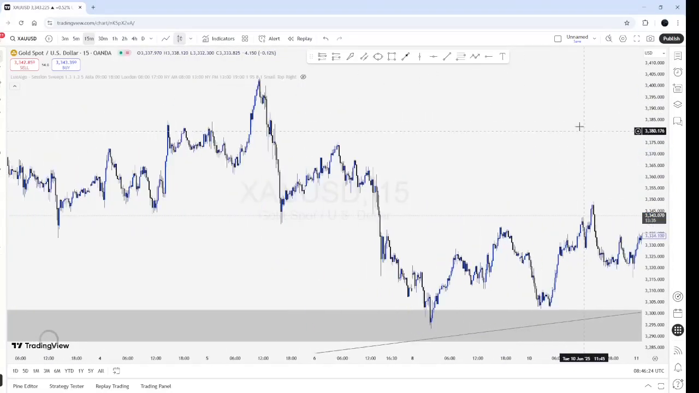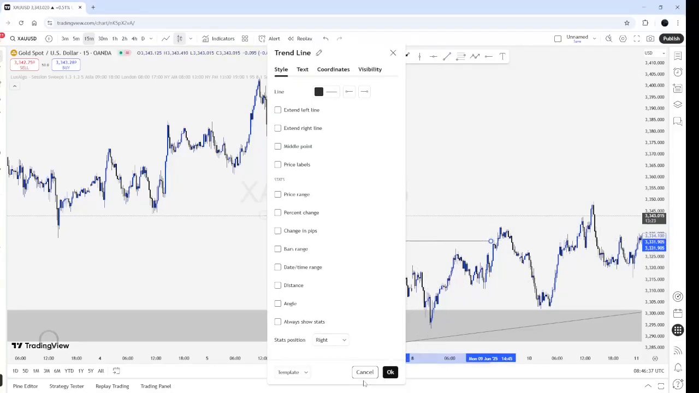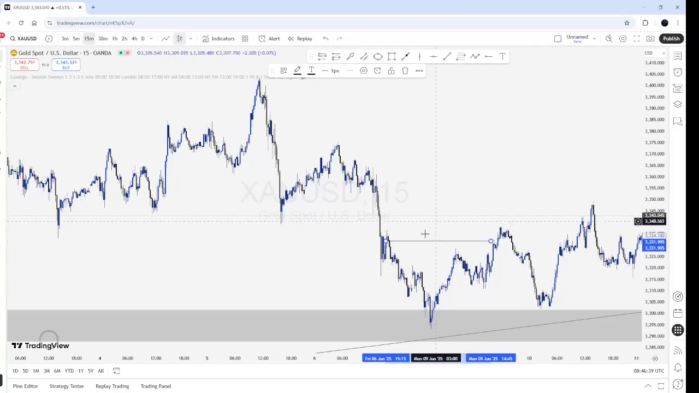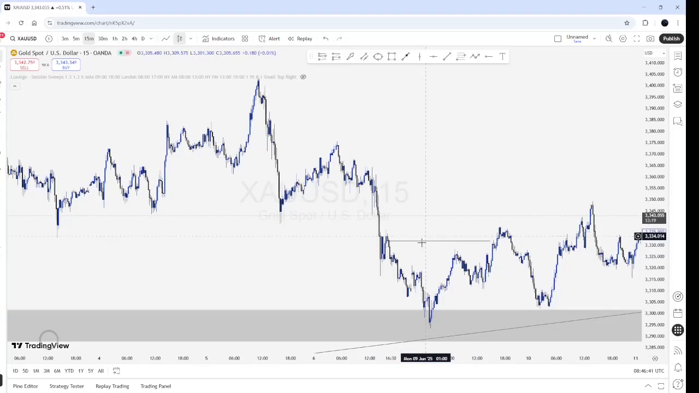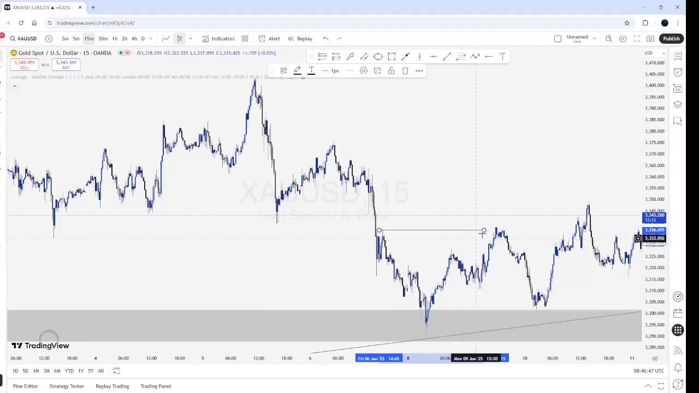Using the same mindset again, we had a break of structure around this zone, another break of structure around this zone. You can see the price broke the structure, but immediately after it broke, a candlestick entered again.